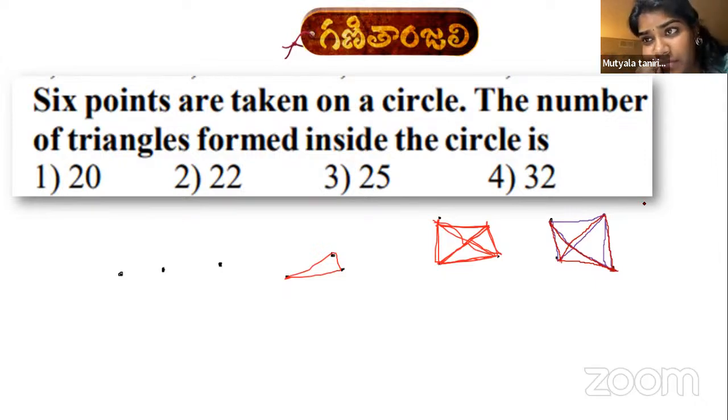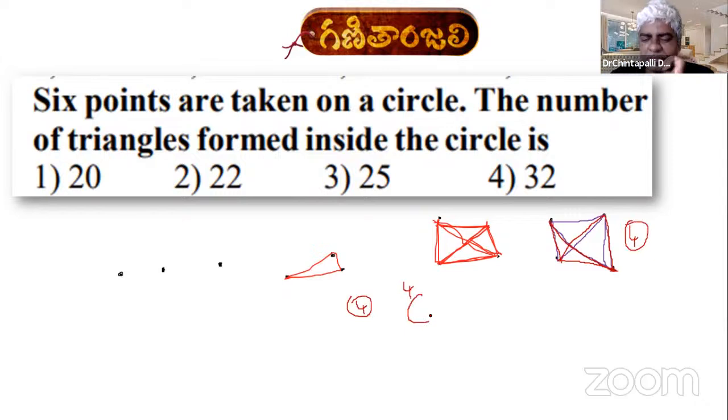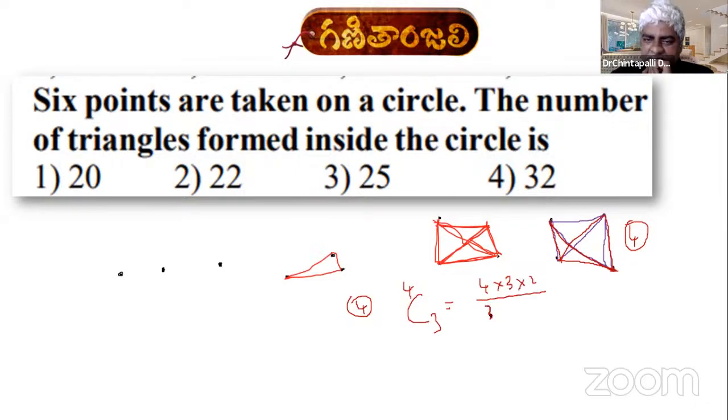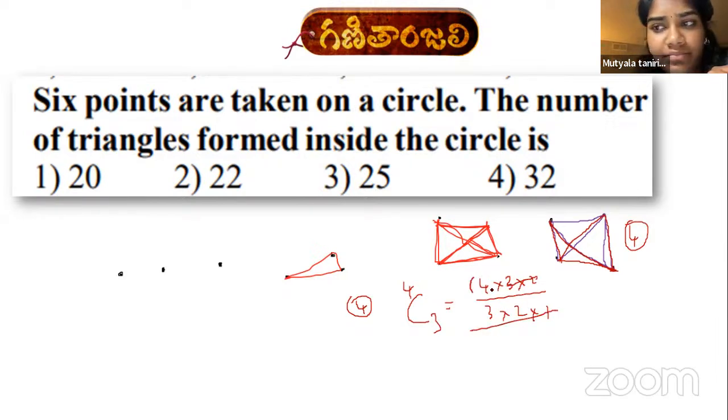How many points are needed to form a triangle? 3, sir. That means out of 4 points, 3 points are to be chosen. 4C3, its value is 4 times 3 times 2 by 3 times 2 times 1. That's why 4 triangles are formed. Then it's 6C3, sir. Just wait.